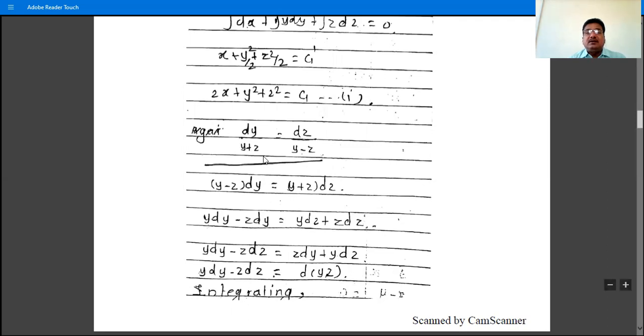That is, consider the two ratios in which one variable is absent. So x is absent in the second and third ratio, and so consider the second and third ratio and separate the variables. So what do we have? y dy minus, so the integration of y dy is y square by 2, z dy and y dz. So collect these two factors, y dz plus z dy, and this y dz plus z dy is the derivative of y into z.